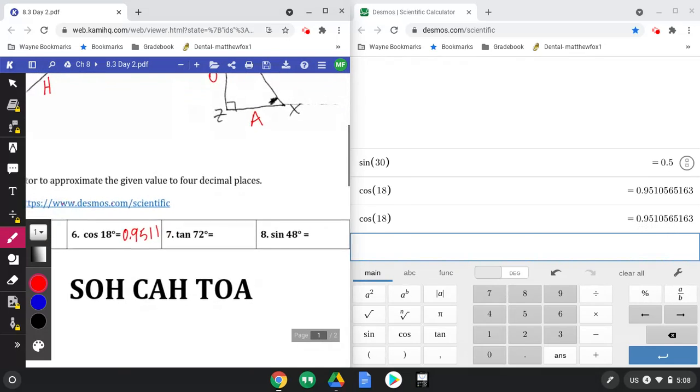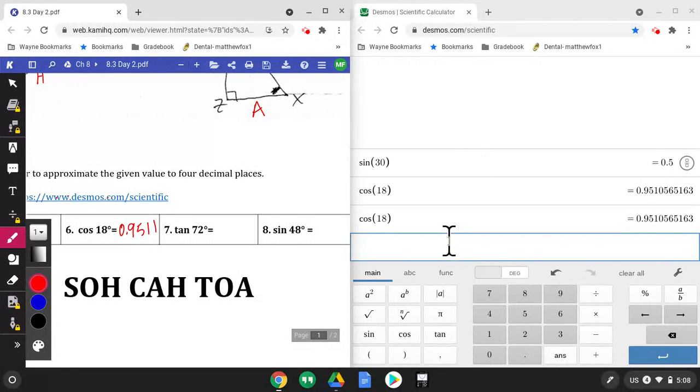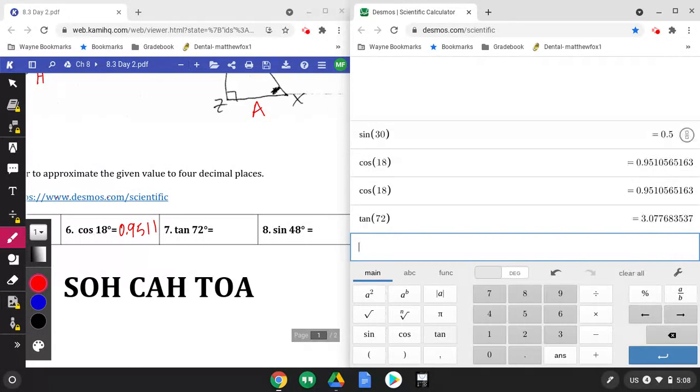All right, so tangent of 72. Once again, you can either hit tangent or type it in, tangent 72, close the parenthesis, hit enter, and this is 3.0777 by the time we round up.